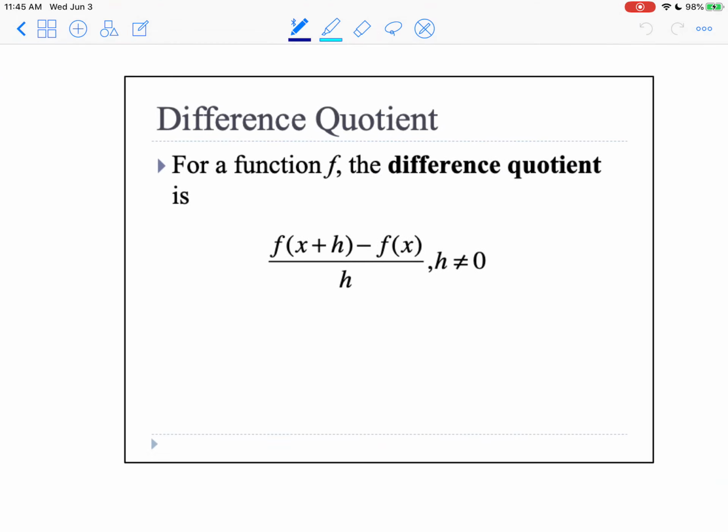All right, so this difference quotient, this is going to take some space and some time, so I'm going to pick this up in the next video.